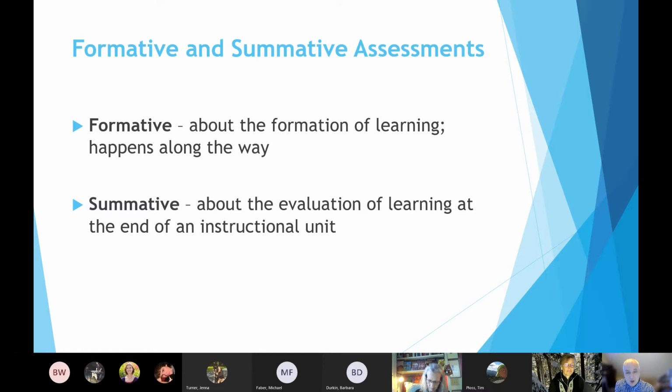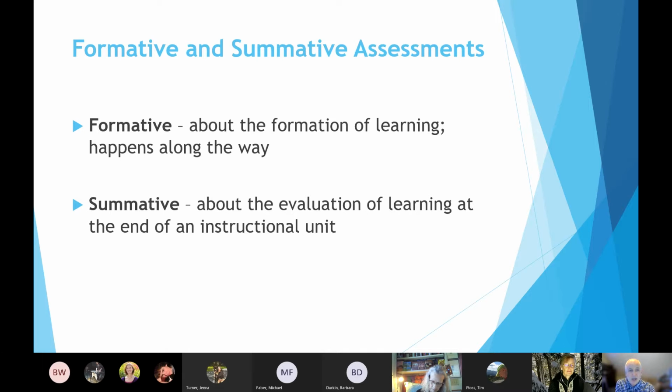So formative assessment usually is smaller scale. There are smaller stakes, where it's not something that's a huge test. It's something that's happening along the way, and is more about giving feedback both to the learner quickly and to the professor.